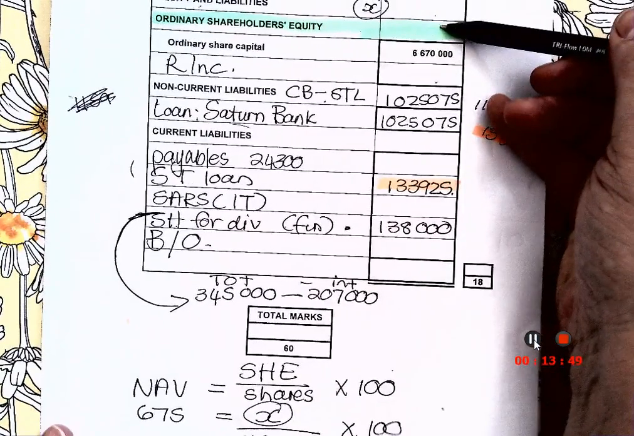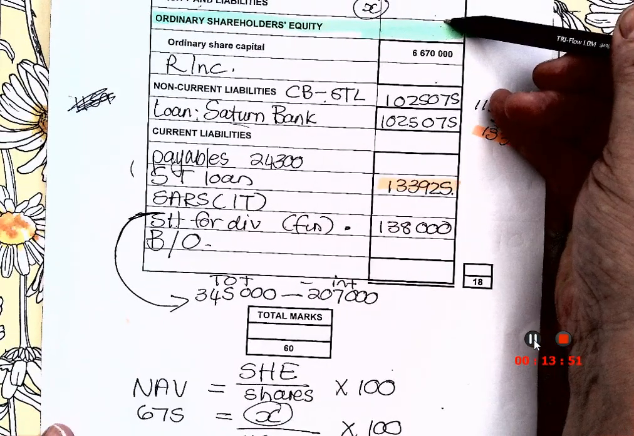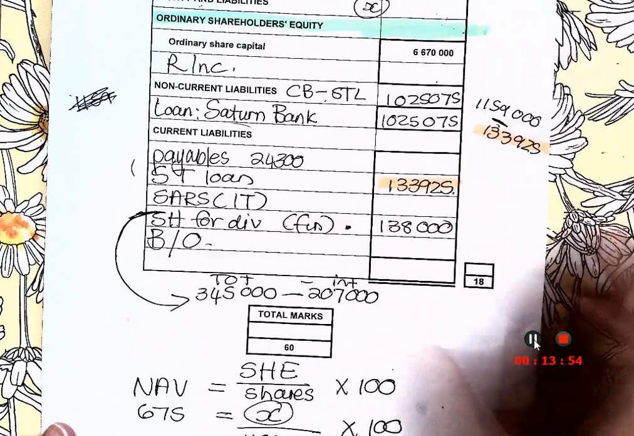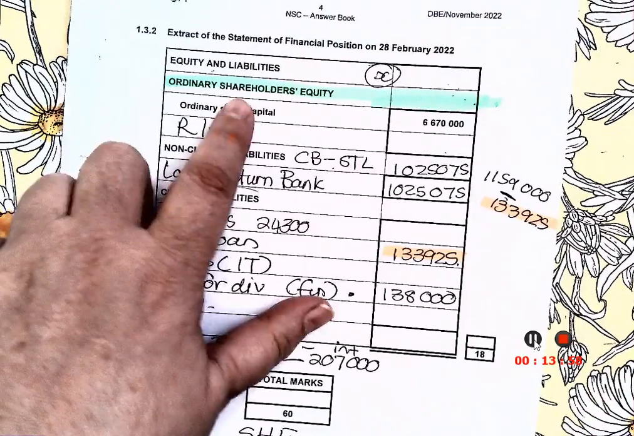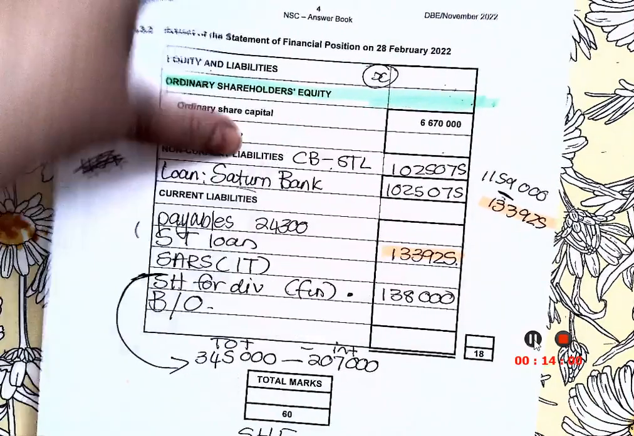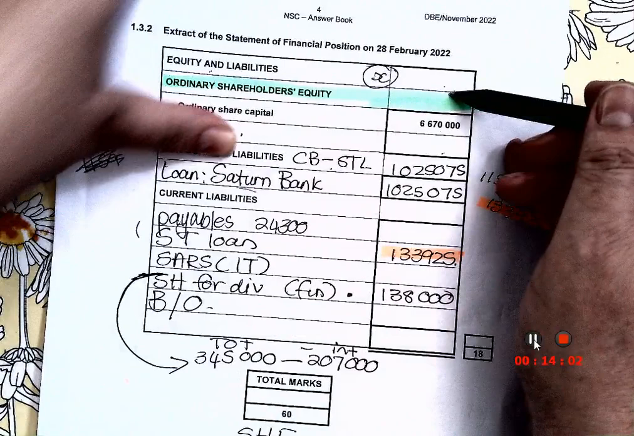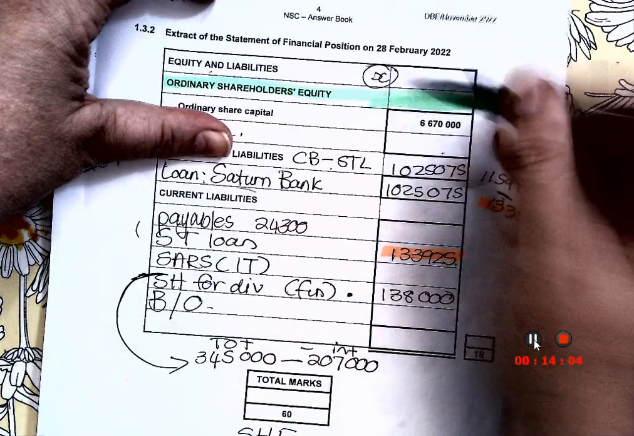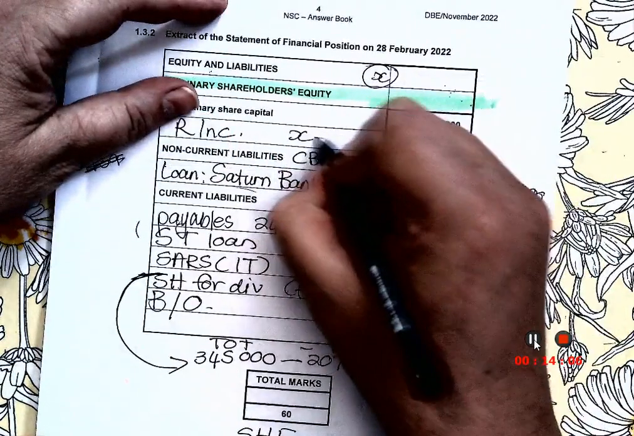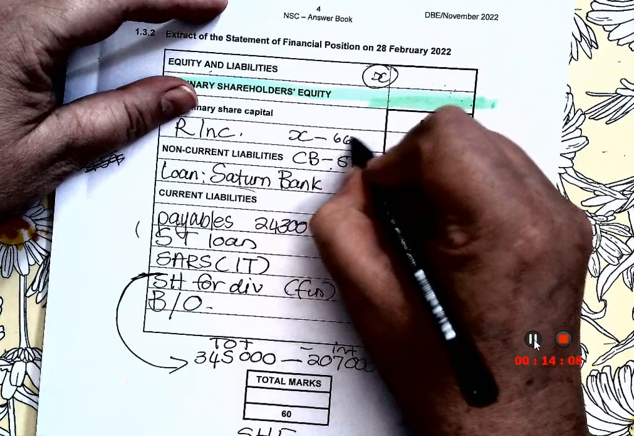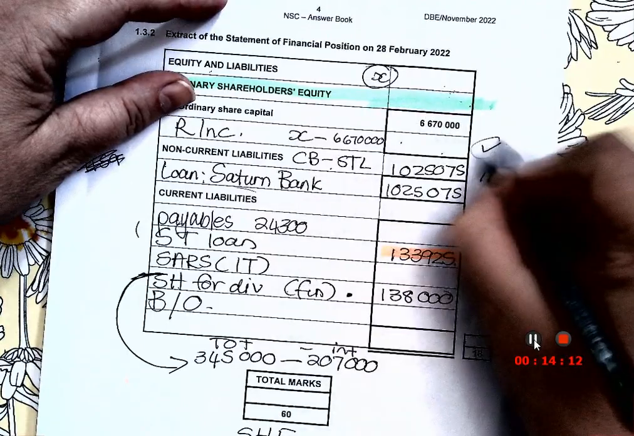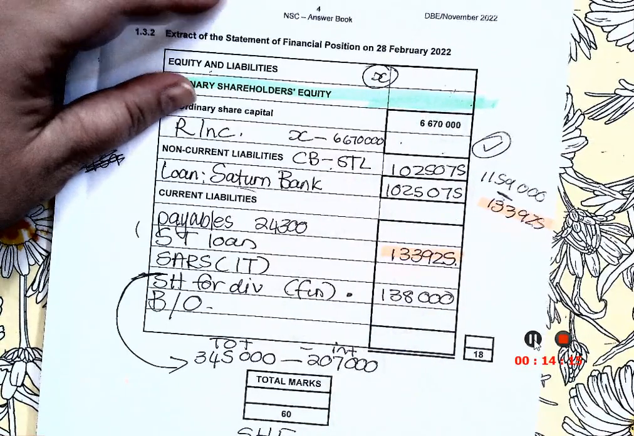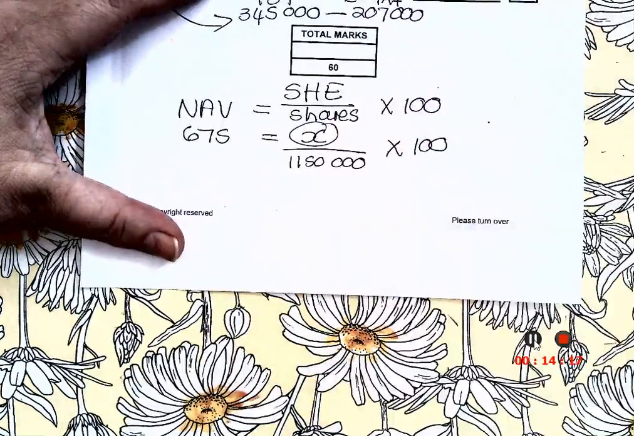that will help me to calculate the ordinary share equity, right? Because NAV is shareholders' equity over shares. So if I can calculate that, I know that less than 6,670 is going to give me the retained income. So that's going to be a bagel for you.